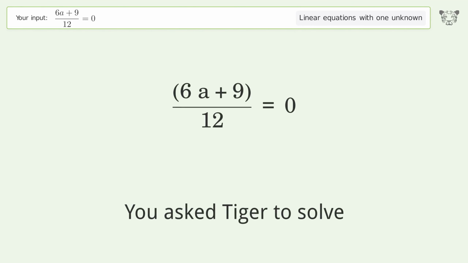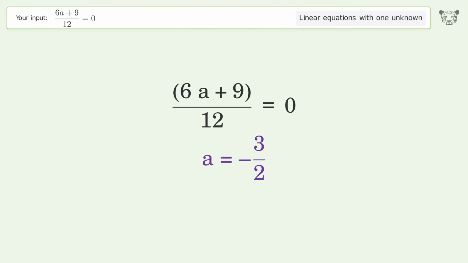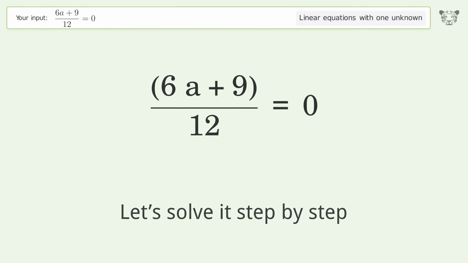You ask Tiger to solve this. It deals with linear equations with one unknown. The final result is a equals -3/2. Let's solve it step by step.